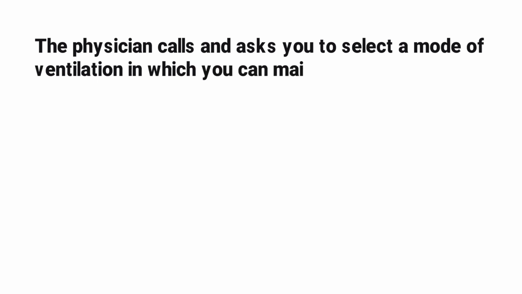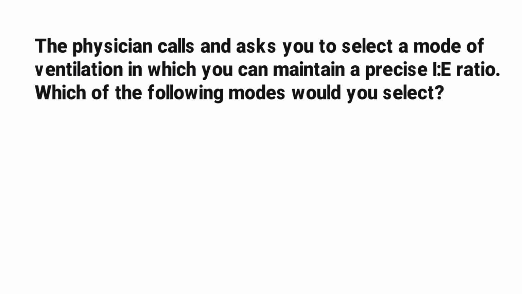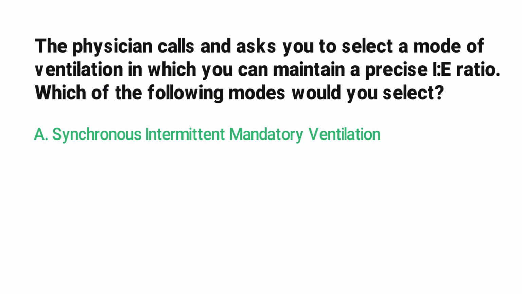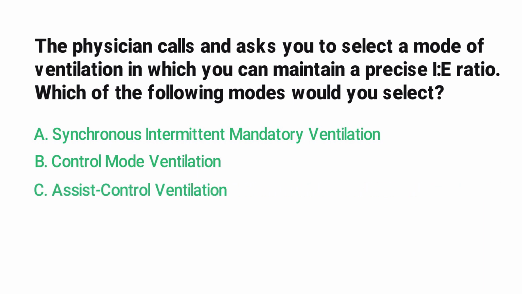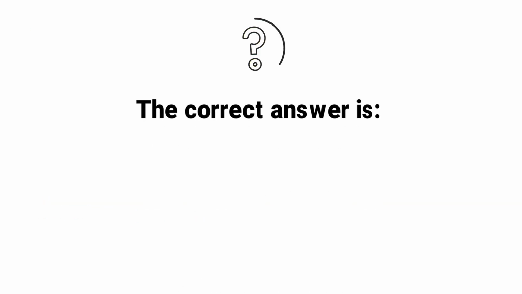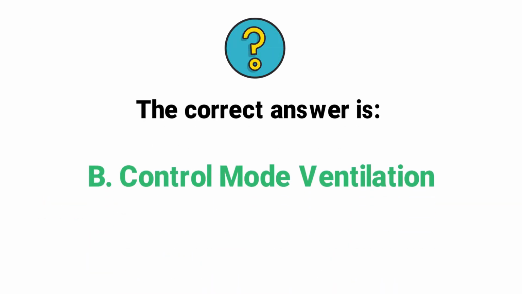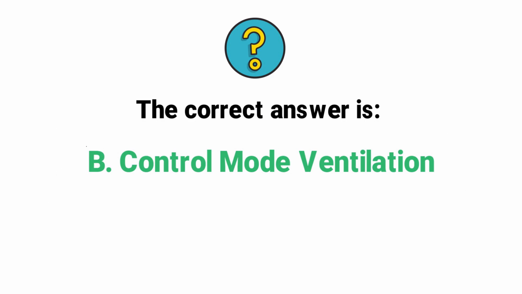The physician calls and asks you to select a mode of ventilation in which you can maintain a precise I-E ratio. Which of the following modes would you select? A. Synchronous intermittent mandatory ventilation. B. Control mode ventilation. C. Assist control ventilation. D. Pressure support ventilation. The correct answer is B. Control mode ventilation.